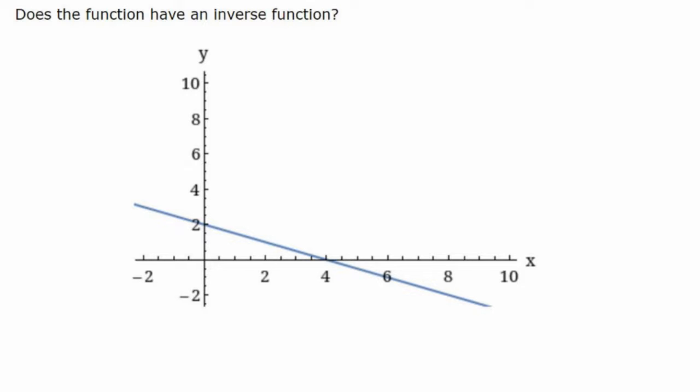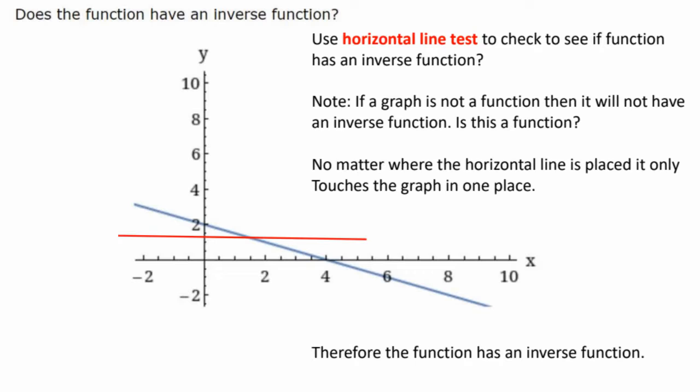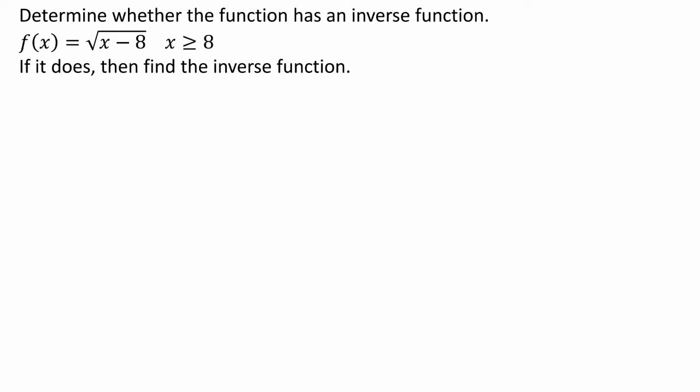So if a vertical line tells me if it's a function, well, opposite to a vertical line is a horizontal line, right? So if I do an imaginary horizontal line test for this graph, this will tell me if this graph has an inverse. So if we do this, again, we can see that our horizontal line will only cross the graph once. So hence, this function has an inverse. Okay, so let's go ahead and see if we can have some more examples of this.